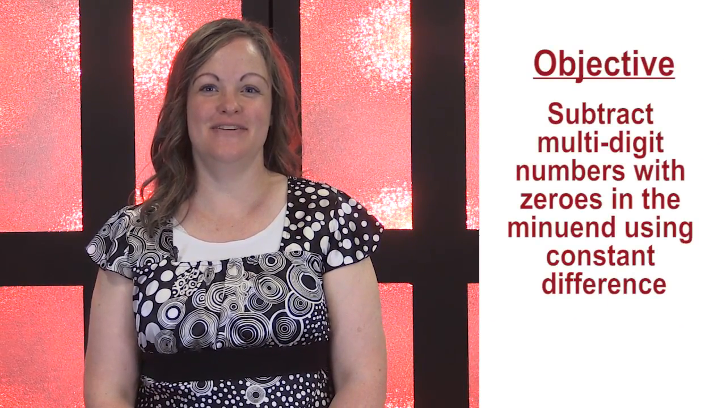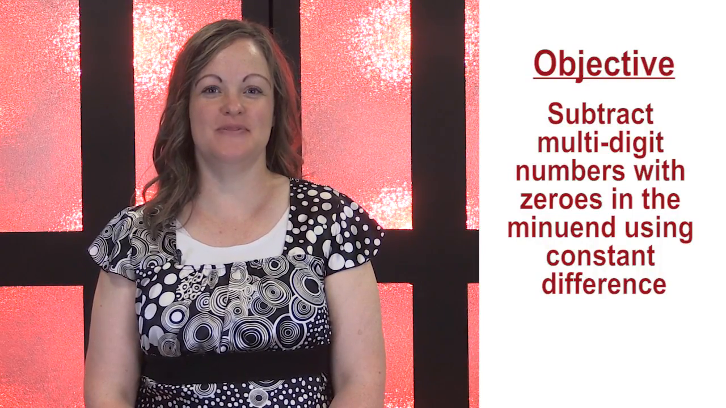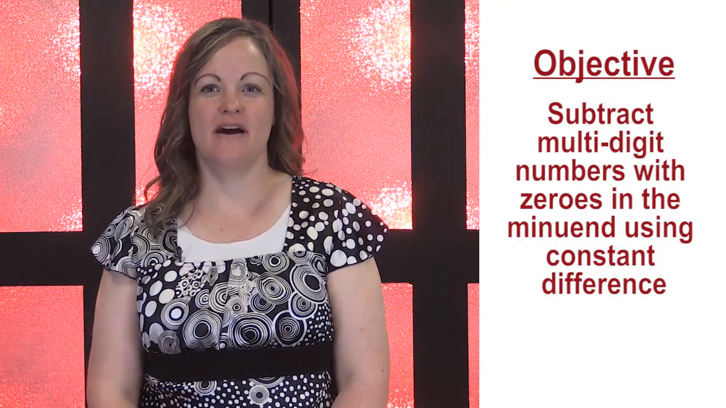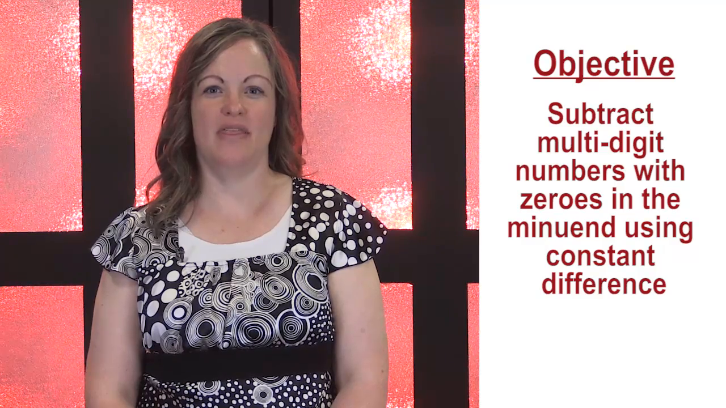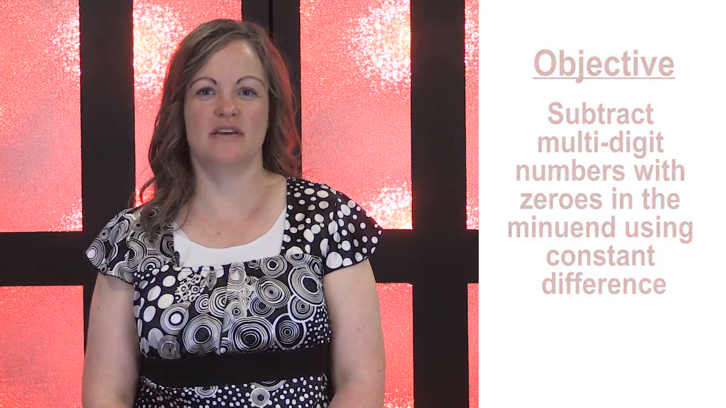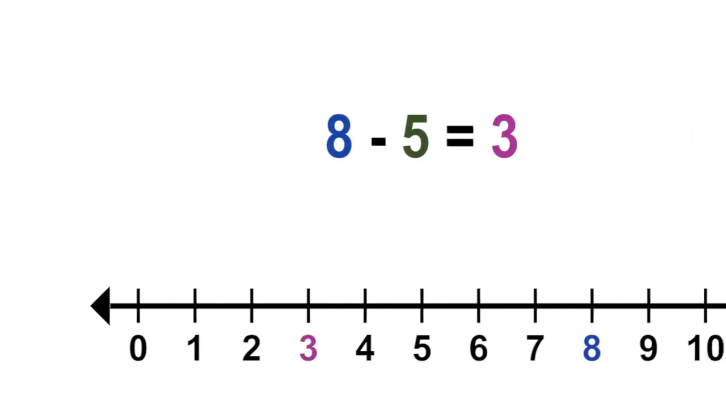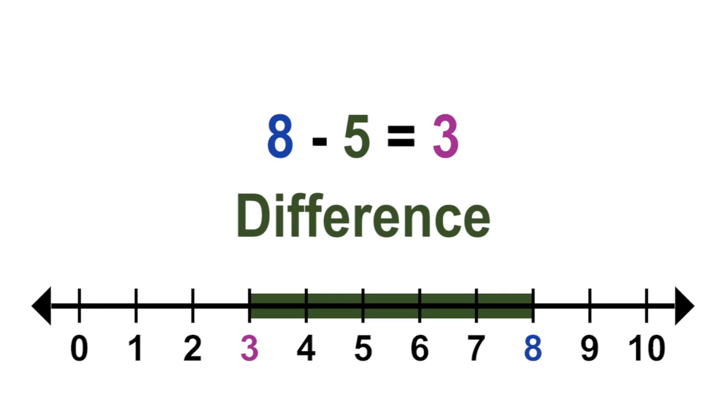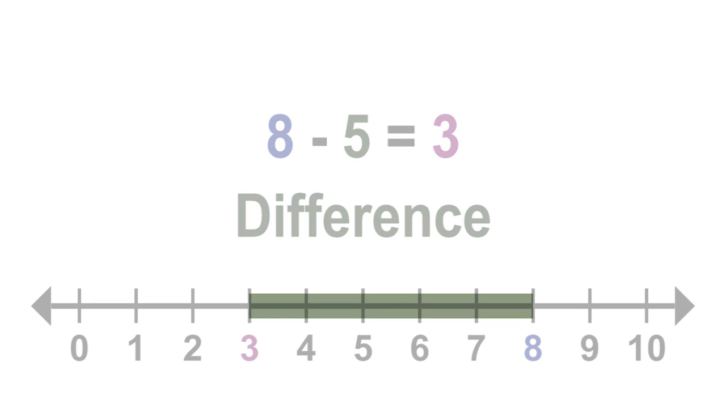In this lesson, students will learn to subtract multi-digit numbers with zeros in the minuend using constant difference and be able to explain why the constant difference strategy works. Students know that subtraction is the difference or distance between two numbers. In third grade, students have had experience subtracting using the constant difference with numbers less than 1,000. We will now use this strategy with numbers greater than 1,000.